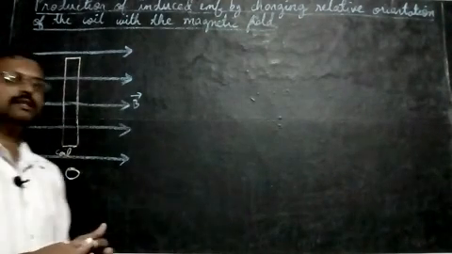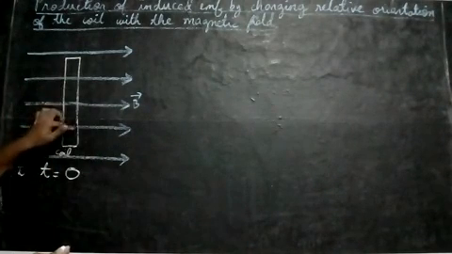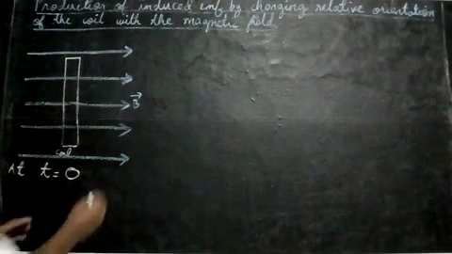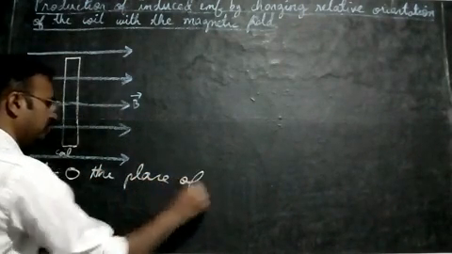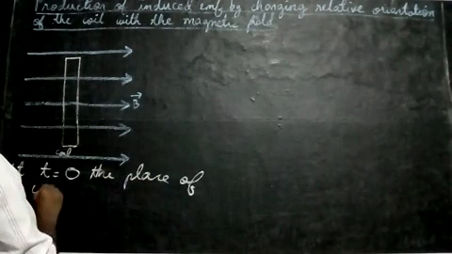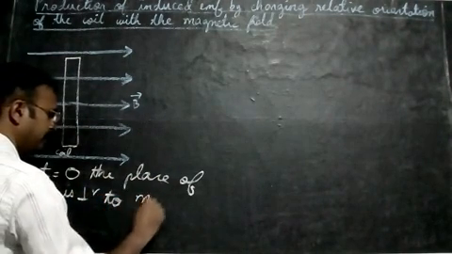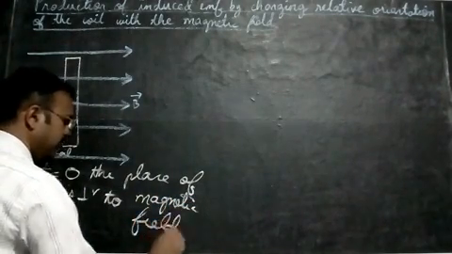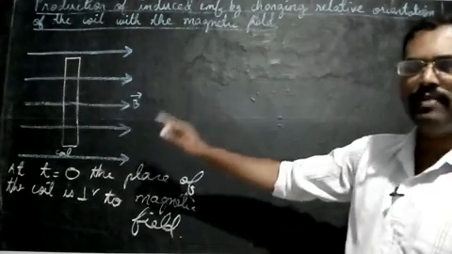At 0 seconds, the plane of the coil is perpendicular to the magnetic field. The coil and the magnetic field are perpendicular to each other. So in this case, let's see what happens. We have maximum flux linkage.